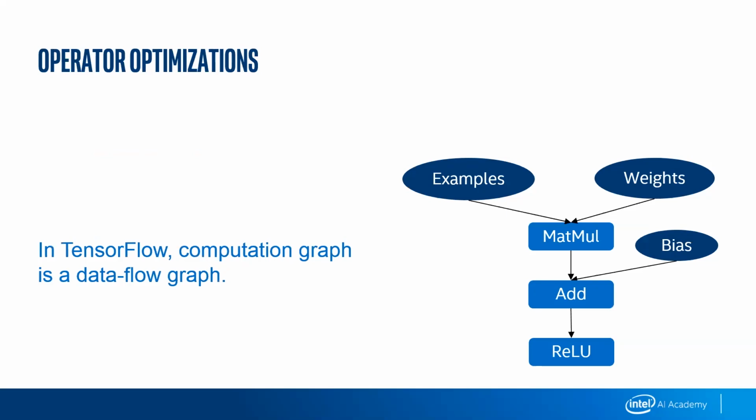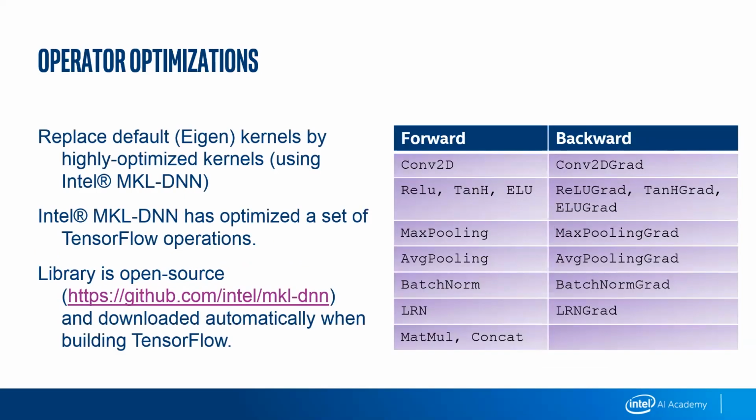The operator optimizations are very simple. Going back to the same earlier graph, if everything is a data flow diagram, you do a matmul, add, and then a ReLU activation. Is there a way by which we can accelerate this? When TensorFlow came out, it leveraged a library called Eigen, mainly for the CPU. So what we essentially did was replace this with highly optimized kernels through a library called MKL-DNN.